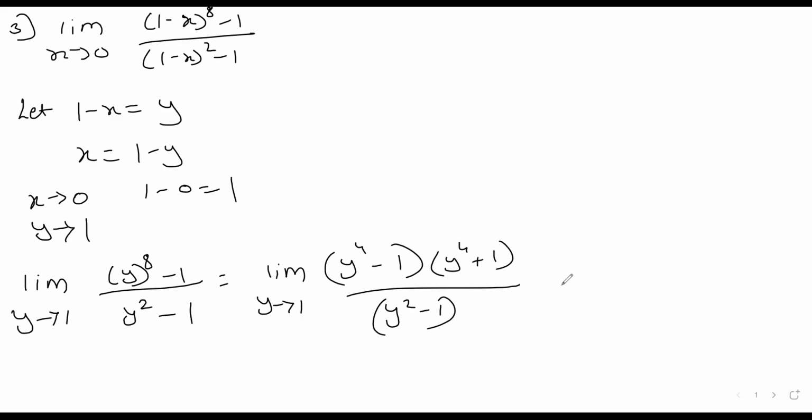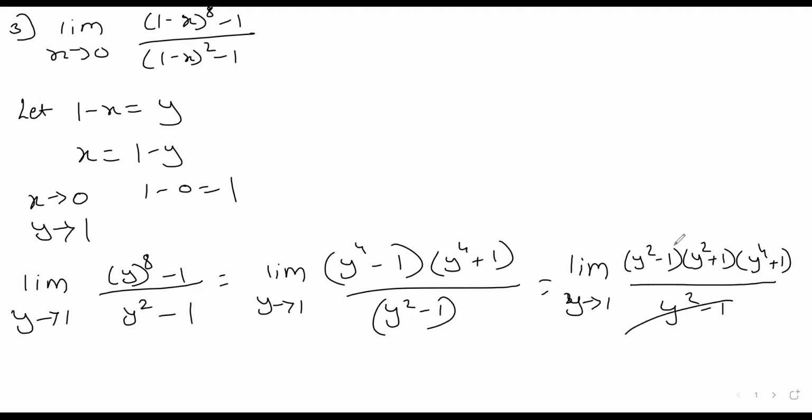Now this y raised to 4 minus 1 can again be written as limit y tends to 1, y square minus 1, y square plus 1, y raised to 4 plus 1, whole thing upon y square minus 1. This will get cancelled. Now if I put y is equals to 1, is my denominator becoming 0? No, because it is already cancelled. So I will say 1 square plus 1, 1 raised to 4 plus 1, 1 plus 1, 2, into 1 plus 1, 2. Your answer is 4.